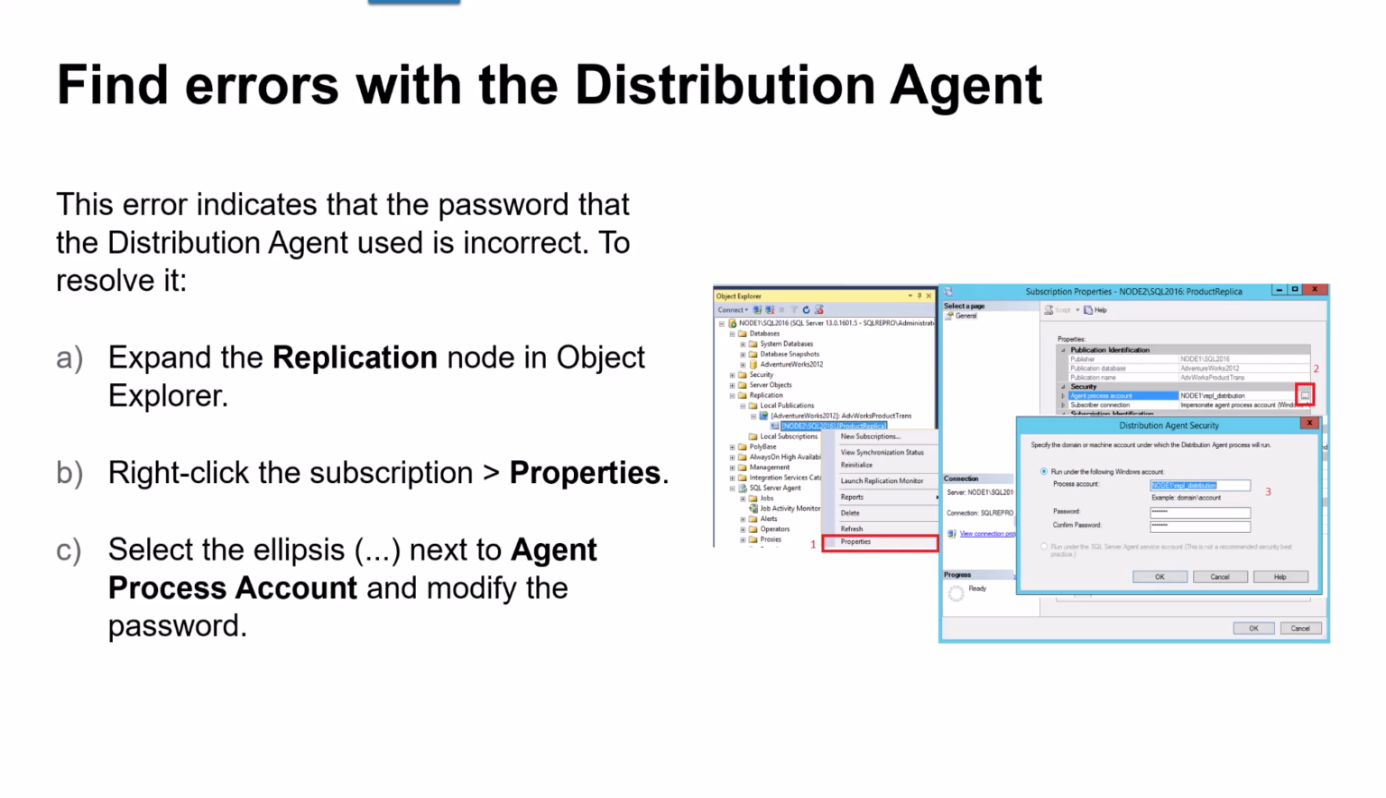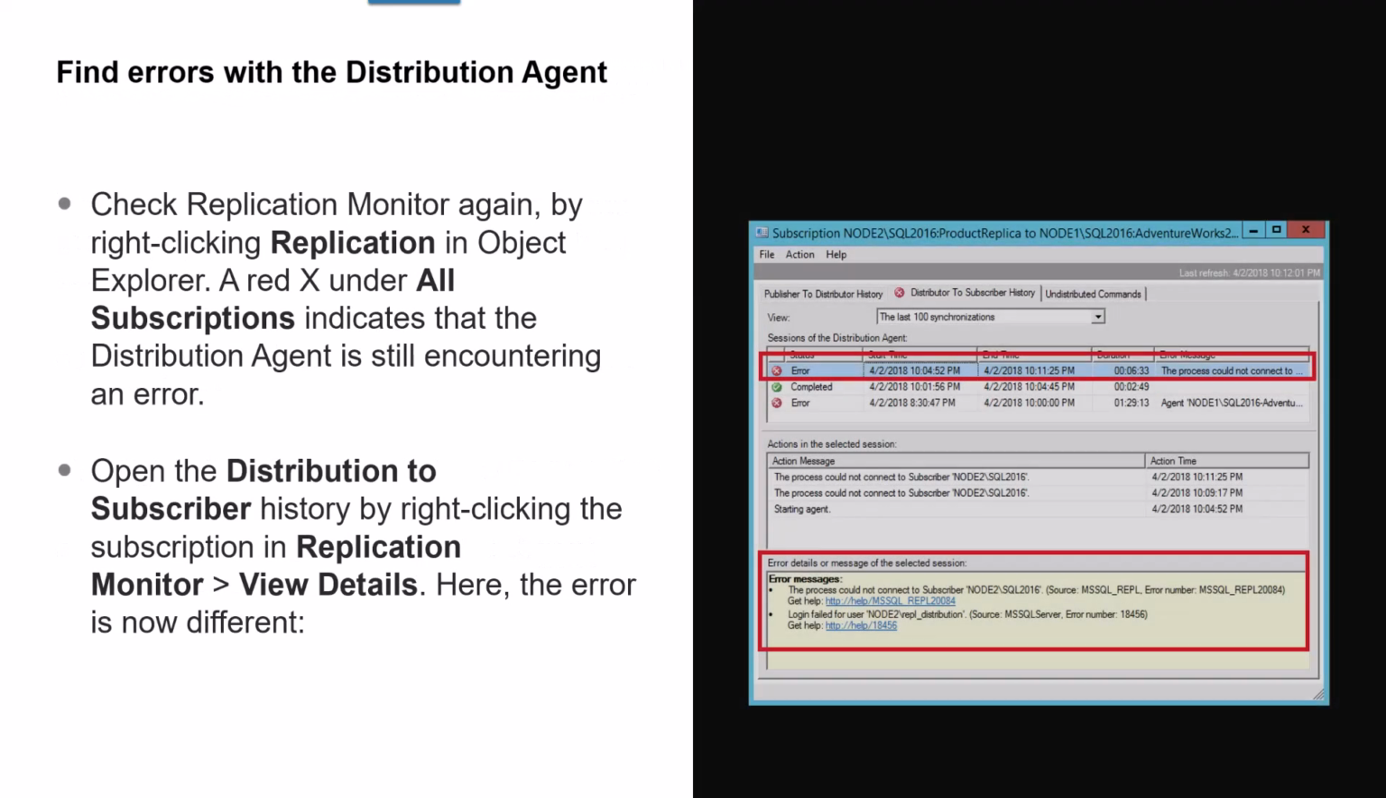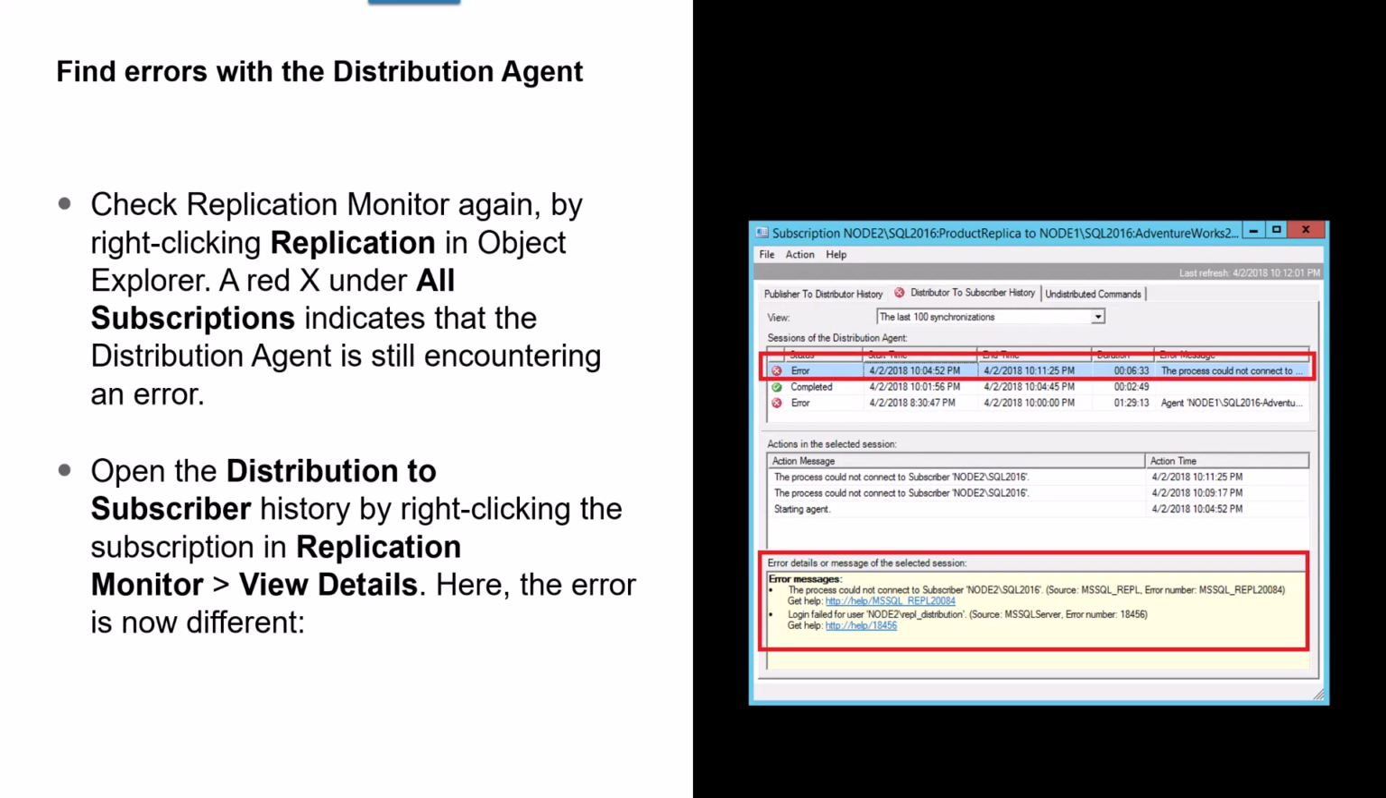To resolve it, expand the replication node in Object Explorer, right-click the subscription properties, select the ellipsis next to the agent process account, and modify the password. Check Replication Monitor again by right-clicking Replication in Object Explorer. A red X under all subscriptions indicates that the distribution agent is still encountering an error.